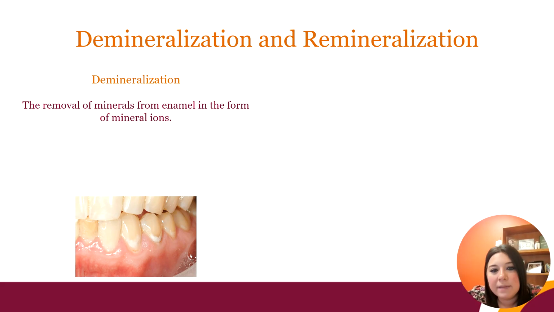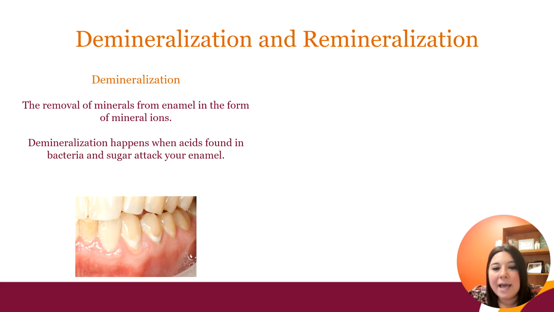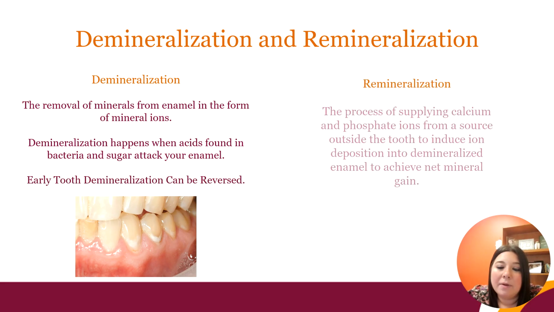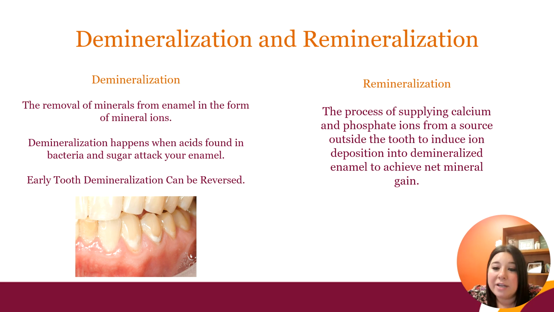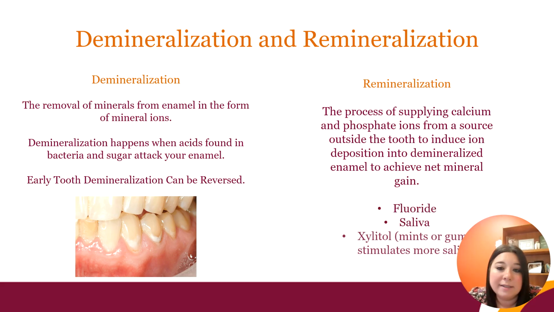So demineralization and remineralization, we've kind of talked about this a little bit already, but demineralization is the removal of minerals from the enamel in the form of mineral ions, and it happens when acids found in bacteria and sugar attack your enamel. And then we have remineralization, the process of supplying calcium and phosphate ions from a source outside the tooth to induce ion deposition into demineralized enamel to achieve net mineral gain. So we are putting all those minerals back into those demineralized spots and getting that area back. So fluoride can do this, saliva can do this, those xylitol sugarless chewing gums or mints can do this.